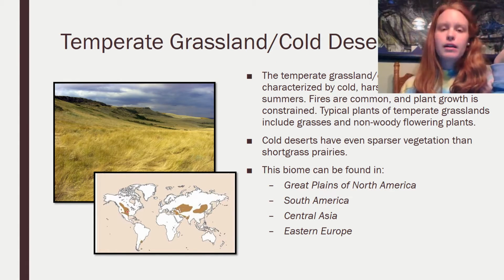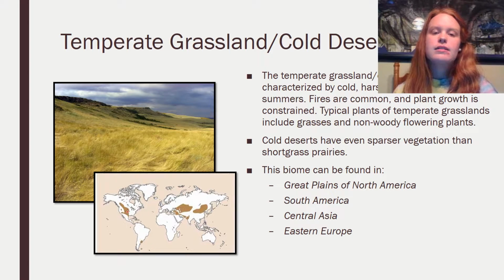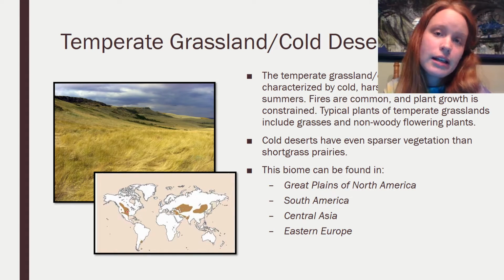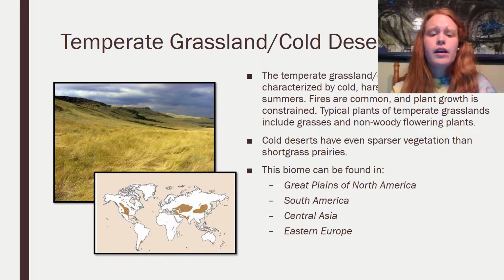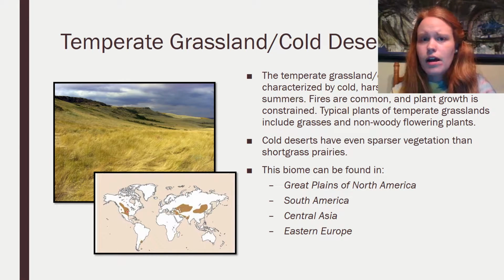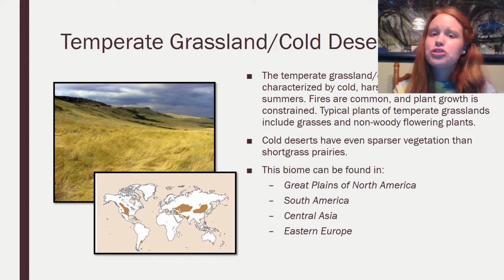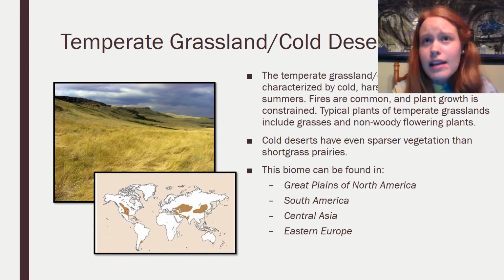One that you guys might have gotten to visit is the temperate grasslands, or we know it as the prairie. This is areas where there's not a lot of trees. There's a lot of grasses that grow there. They have really cold winters and really hot summers, okay? When I think about this, I think of Oklahoma, Chicago, Kansas City, places like that.